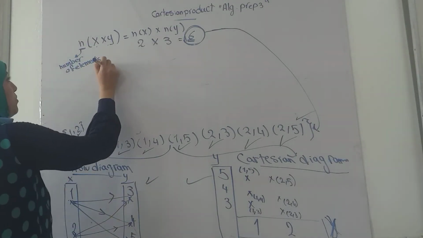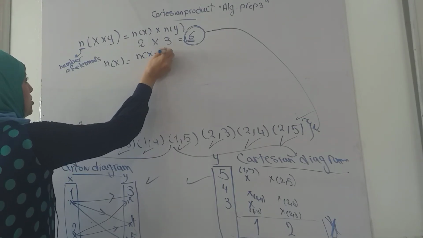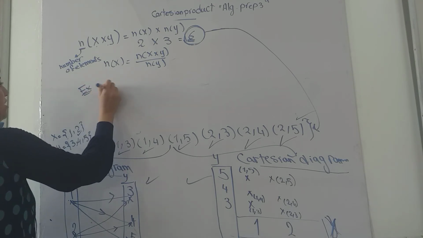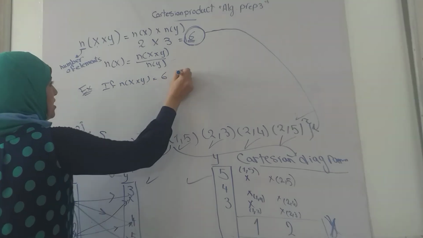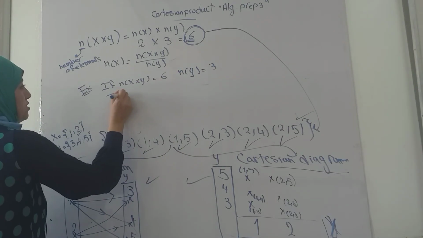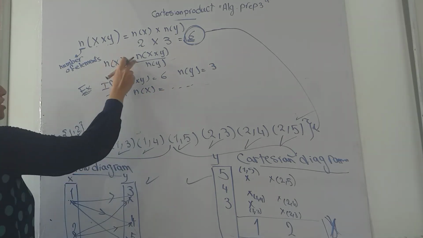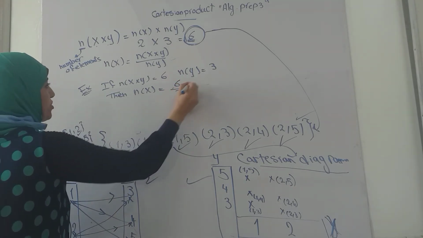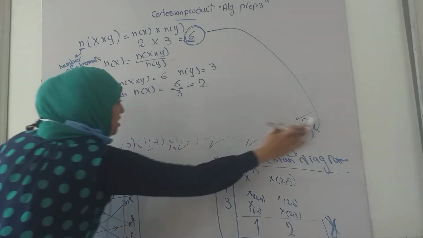From here I can say that n of x equals n of (x by y) over n of y. For example, if n of (x by y) equals 6 and n of y equals 3, then n of x equals what? We should divide n of (x by y) over n of y. 6 over 3 equals 2. Let's take another rule.